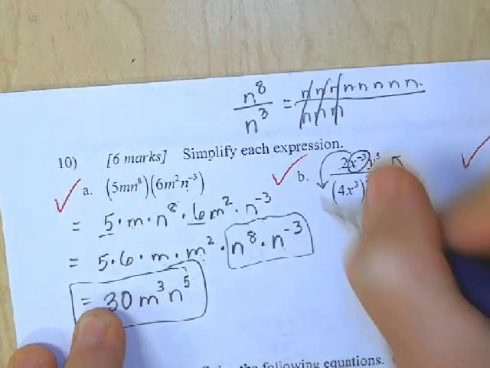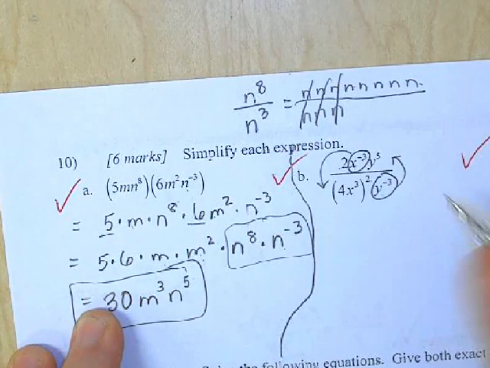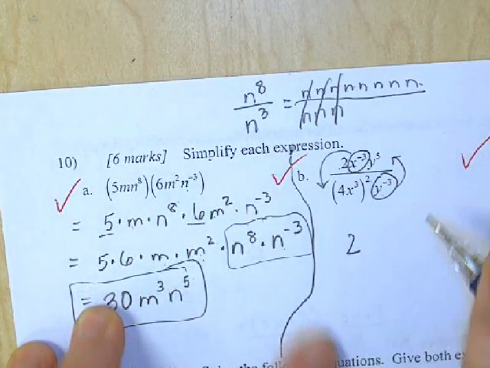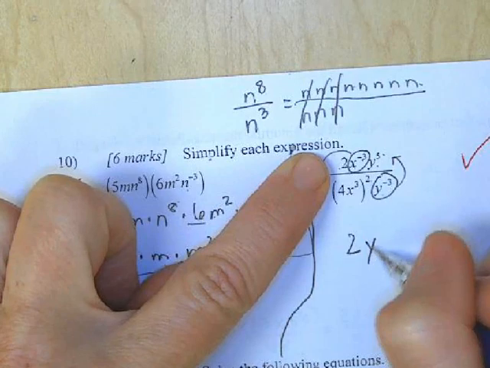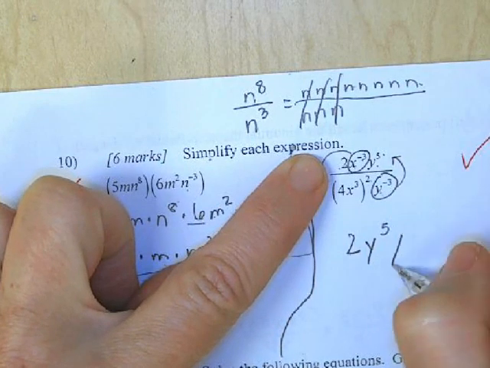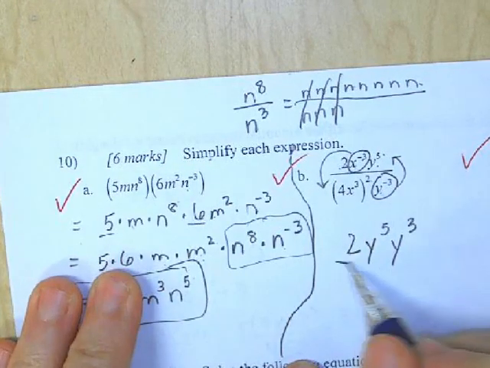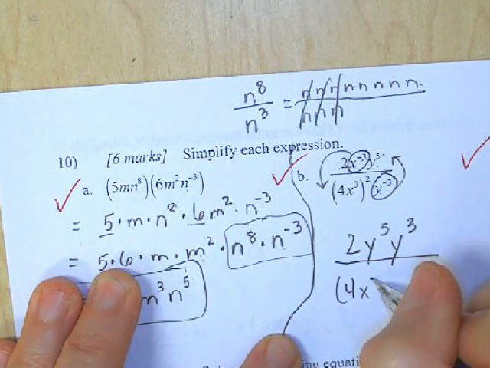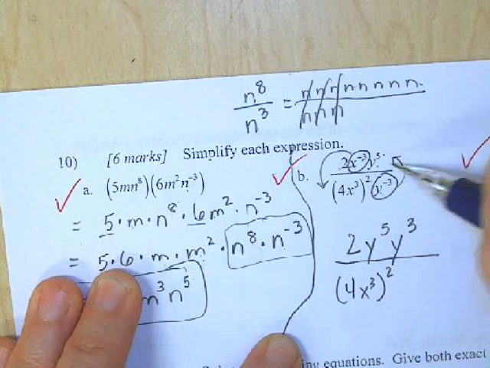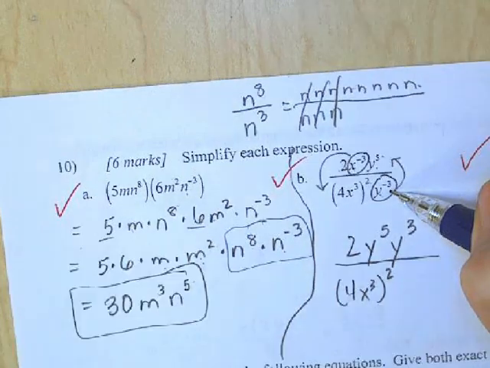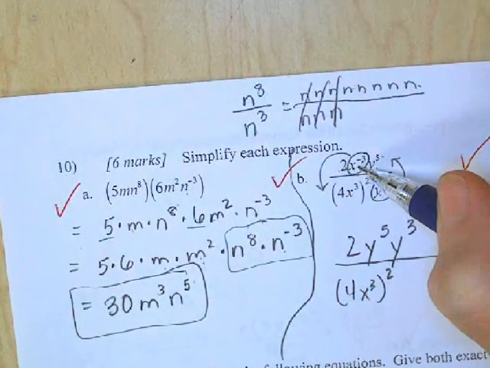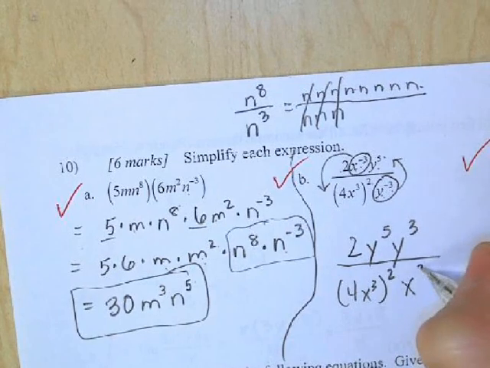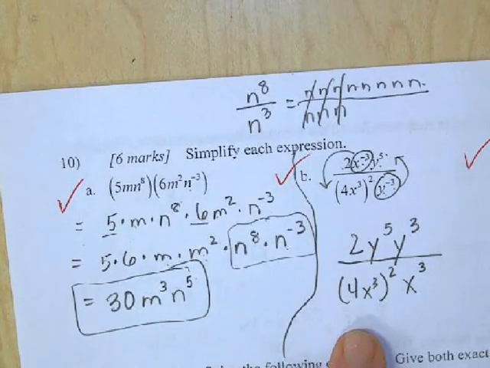So let me move that out of the way. On the numerator, I still have my 2. I still have my y to the 5th. But now I also have this y to the 3rd. And in the denominator, I still have my 4x cubed squared. And now the y to the -3 is gone, but I'm moving this one down, so I'm going to have x cubed.